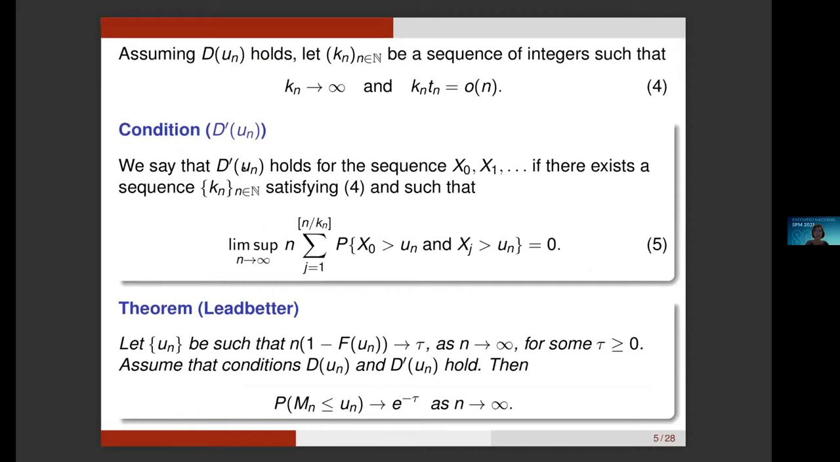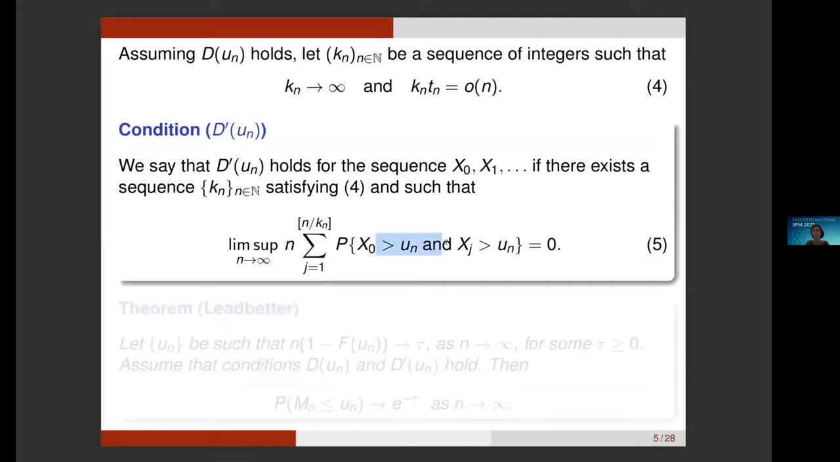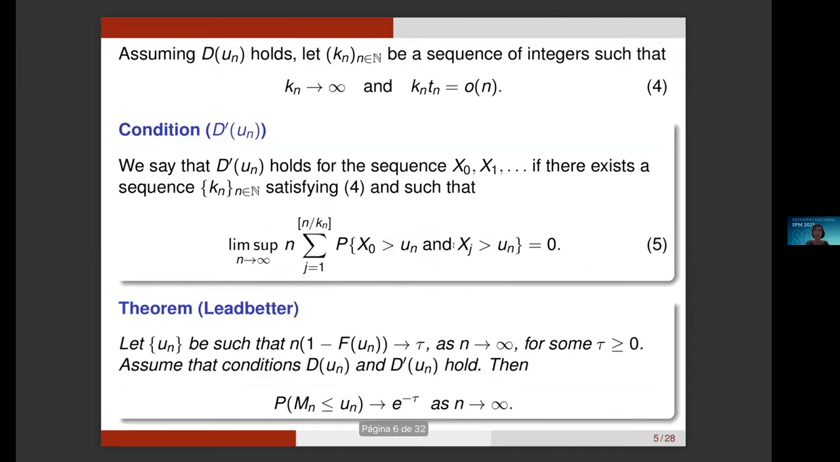Here I have condition D prime, and this condition essentially forbids the concentration of exceedances. So it bounds the probability of having more than one exceedance in a certain time interval. And under the two conditions, D and D prime, Leadbetter proved that the limiting law for M_n is the same as in the independent case.